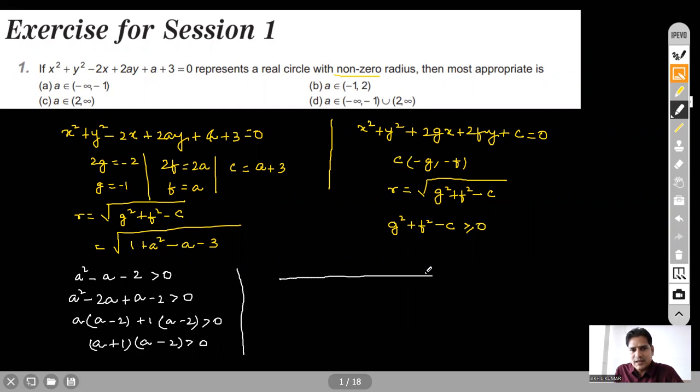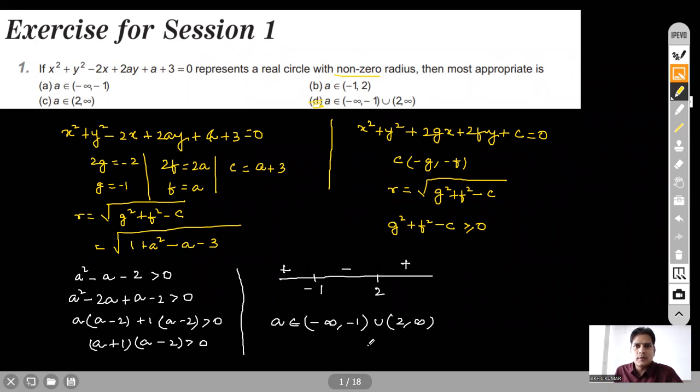So let me first draw the critical points. It will be minus 1 and 2. Okay. So for any value greater than 2, this whole thing will become positive. For a value between minus 1 and 2, this will be negative. And for a less than minus 1, this will be positive once again. So we need the positive values only. So the solution set for this will be a belongs to minus infinity to minus 1, union 2 to infinity, right? So option D is correct. Minus infinity to minus 1, union 2 to infinity. Right. So option D is correct for this question.